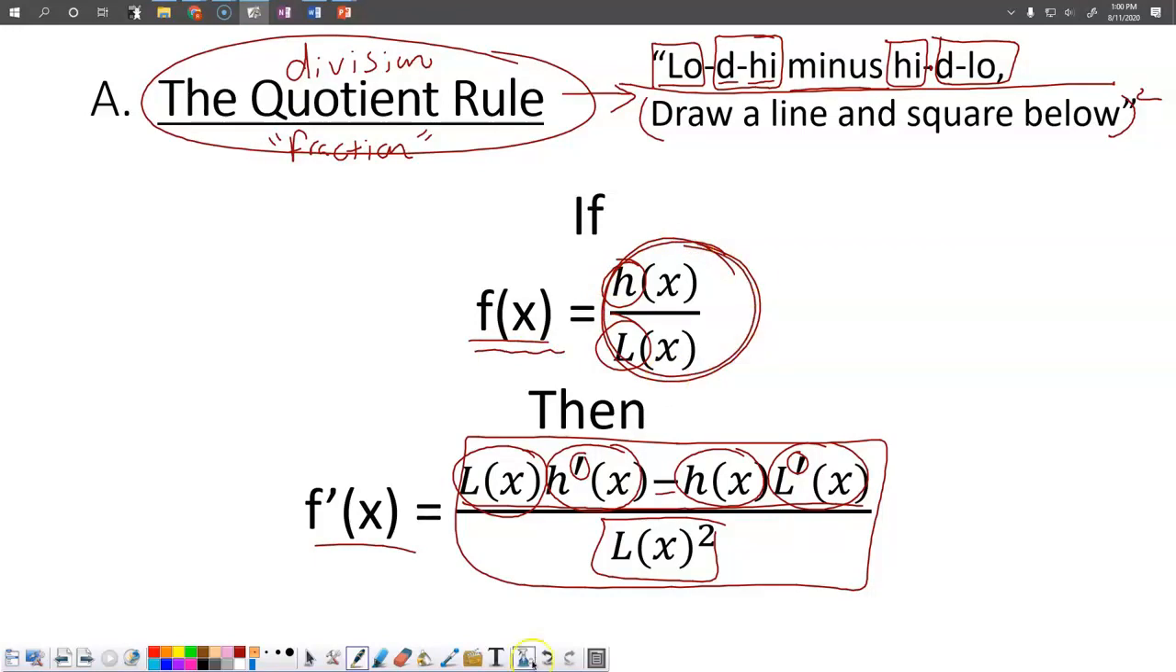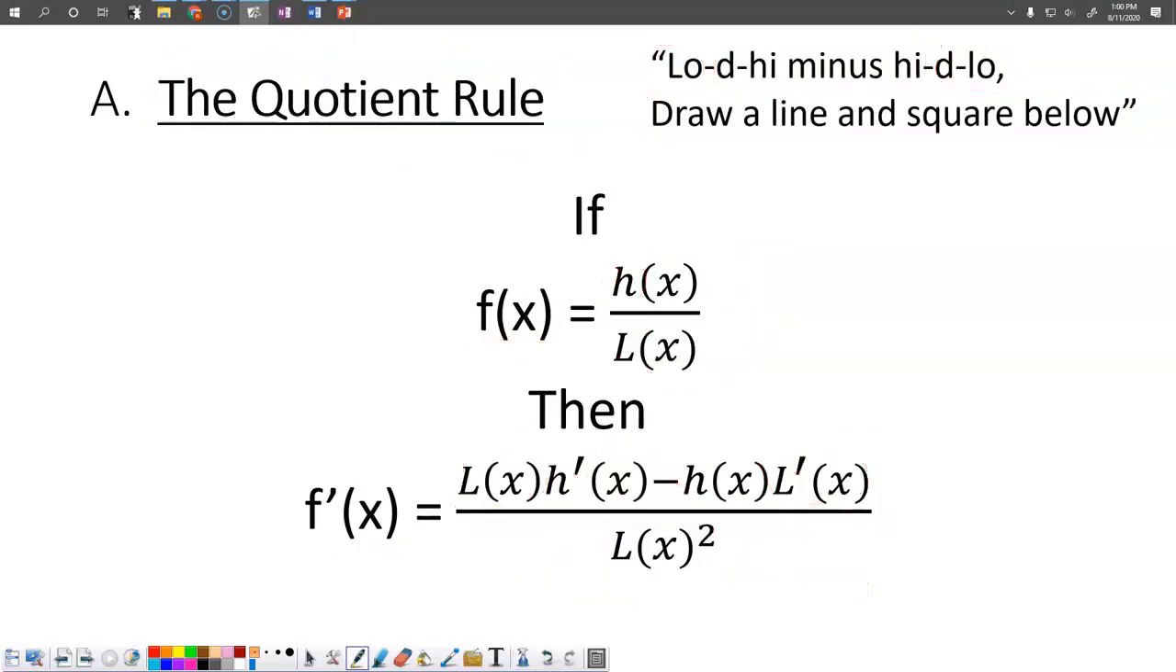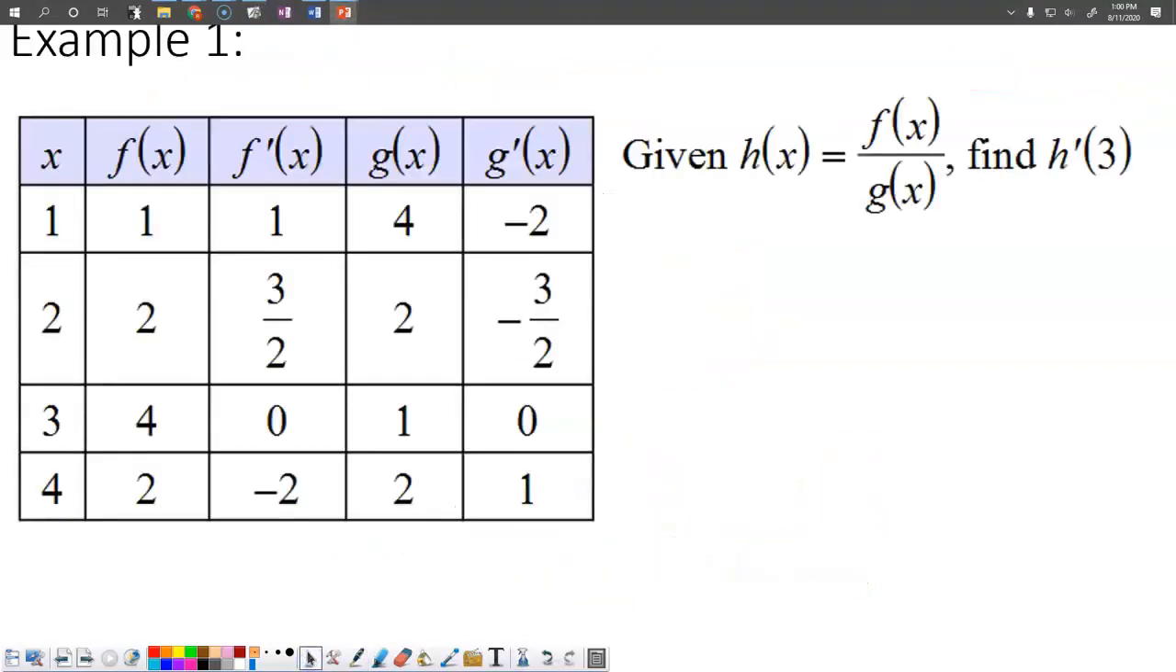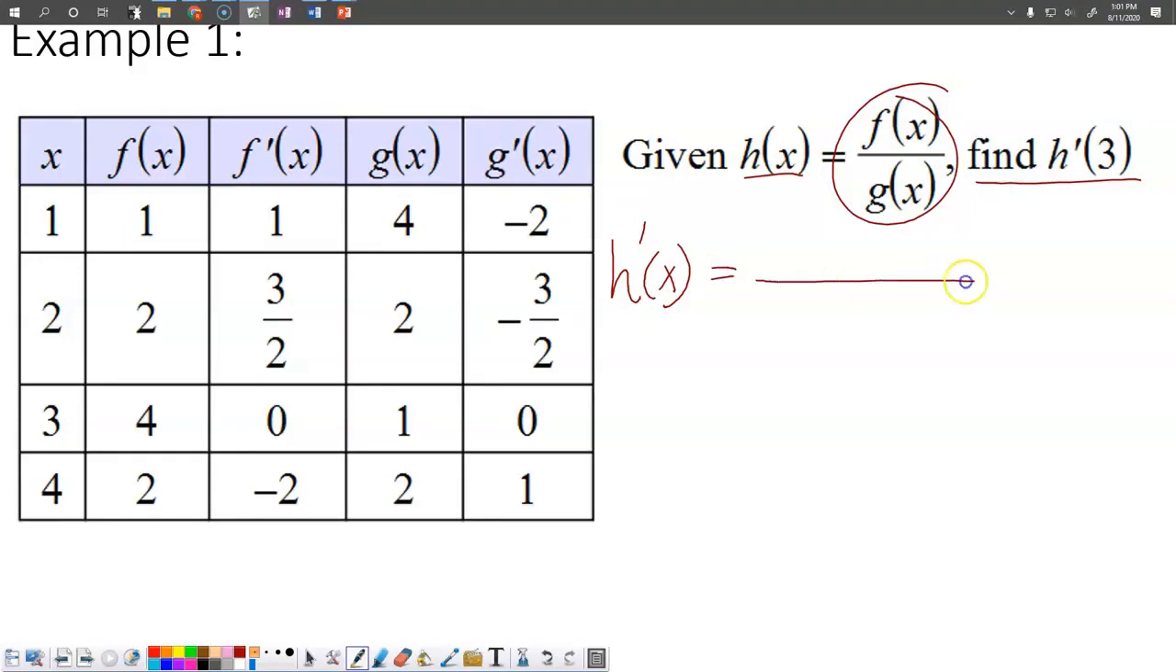Okay? So let's go ahead and see if we can bring this to life a little bit with an example problem. So we're going to start off with another table problem here. So given that h is equal to f over g, find h prime of 3. So the first thing we need to do is find the derivative of h. Now since h is a quotient function, if I want to find its derivative, I need to do the quotient rule. And for the quotient rule, we have a nice little rhyme to go with that.